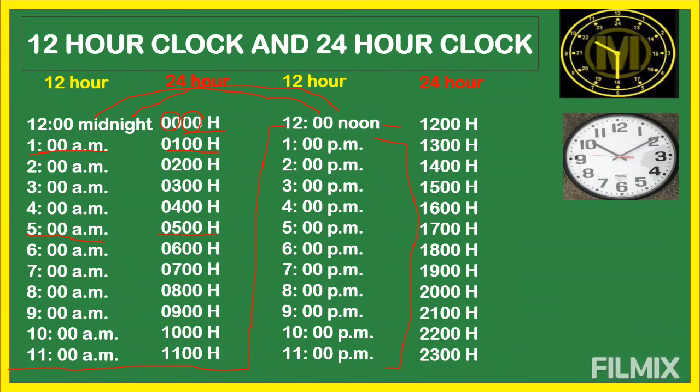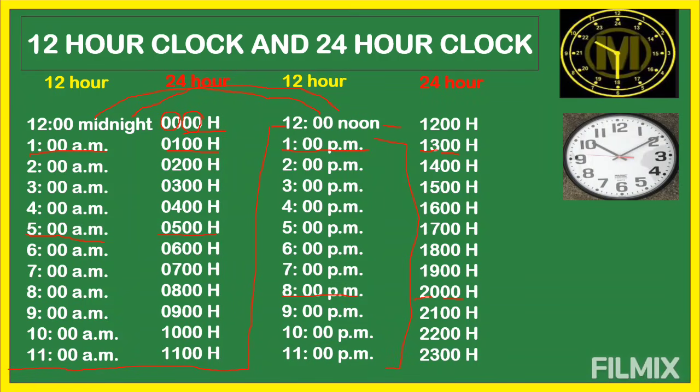For example, 1 PM, we're going to add 12. This is 1 plus 12, the answer is equal to 13. We put two zeros here for the minutes. Then we can read this as 1300 hours. Another example, 8 PM: 8 plus 12, the answer is equal to 20. Then put two zeros in the place of minutes. We can read this as 2000 hours.